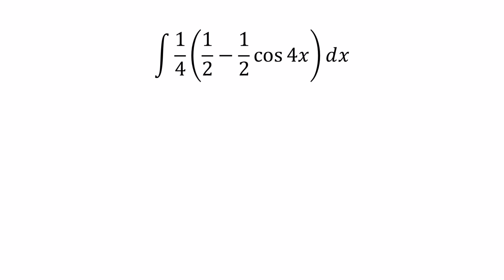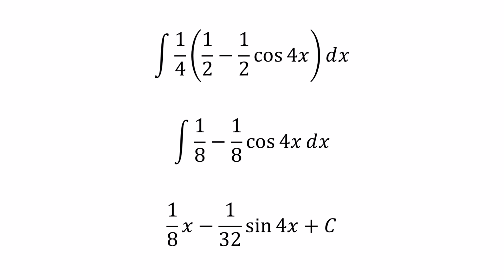Distributing 1/4, we obtain the integral of 1/8 minus 1/8 cosine of 4x dx. Integrating, we obtain a final answer of 1/8 x minus 1/32 sine of 4x plus C.